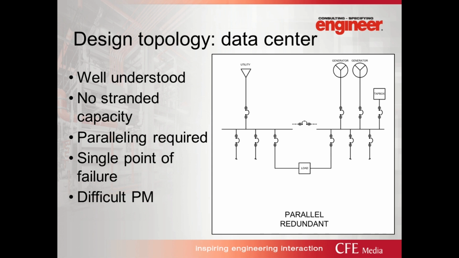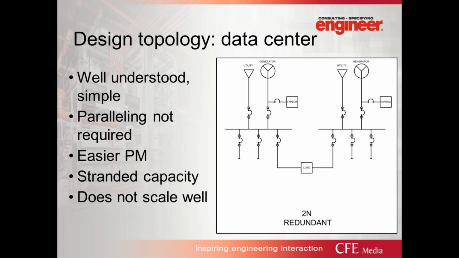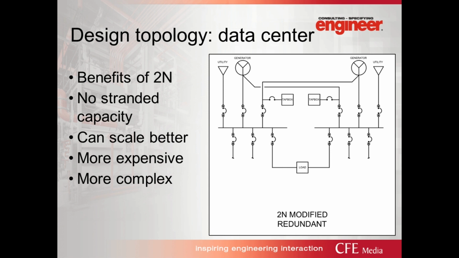Here's a sample. Traditional 2N works well for smaller sites where it's not budget limiting. It's a lot easier to PM, but again, if you have to work on some downstream equipment, that generator could be rendered useless and could not serve as a backup to the load. Also, it does not scale well for super large facilities for the simple reason of budget constraints. There are modified versions of that that can turn into what I would call a catcher isolated redundant system. All the benefits of 2N, no stranded capacity, but it is more expensive and it is more complex.